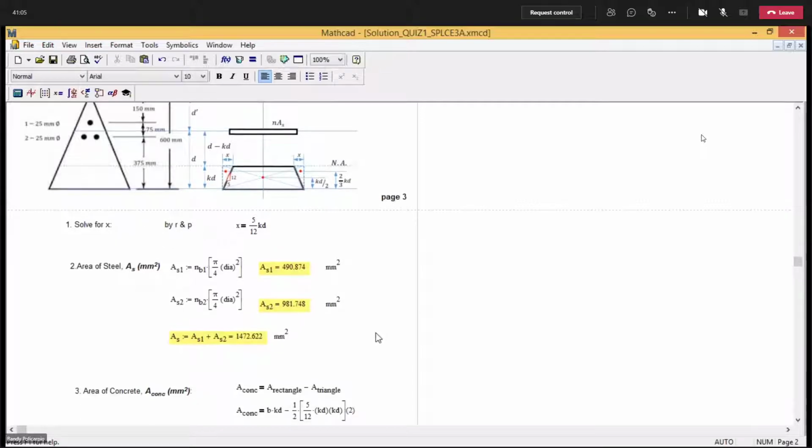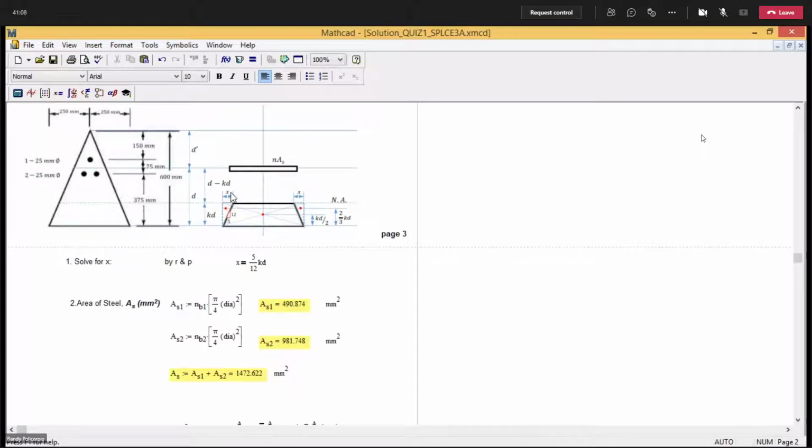So and then what I need now is the distance here. So the depth here is KD. Okay. So what I need is X. So X can be solved in terms of KD by ratio and proportion. So ito siya, no? So by ratio and proportion. That will be the equivalent value of our X. Now, so what I did here now sa area of the steel, I solve AS1, AS2, and then I sum up it. That will be your AS.